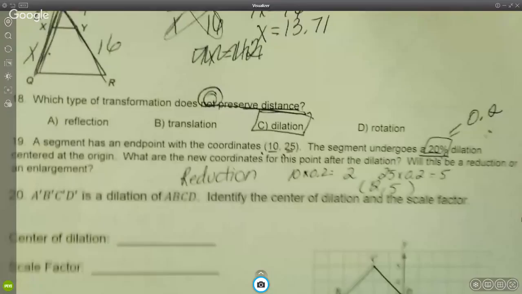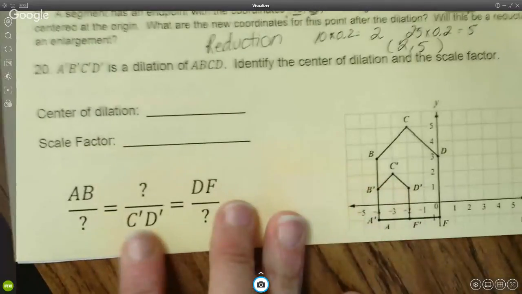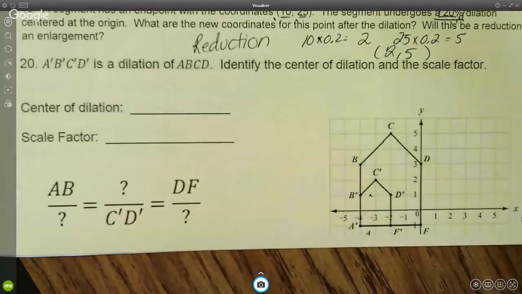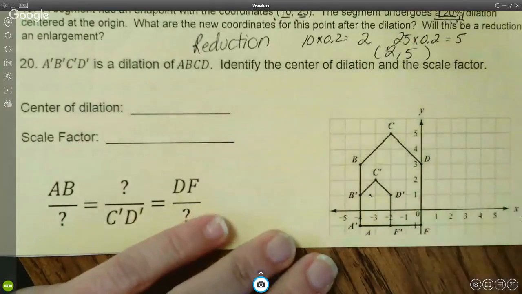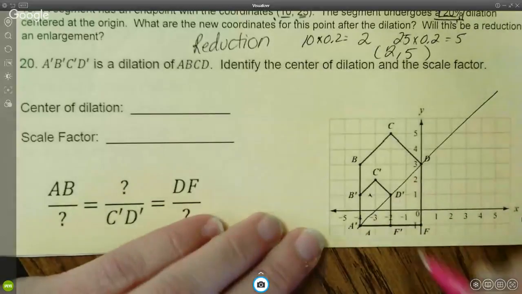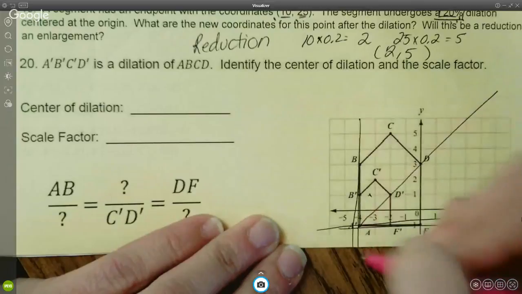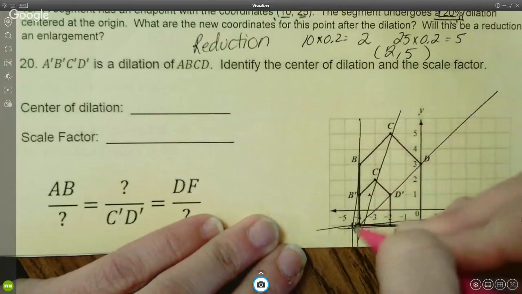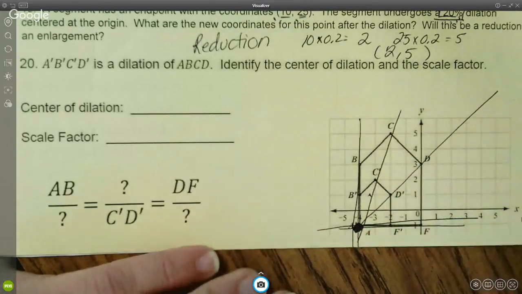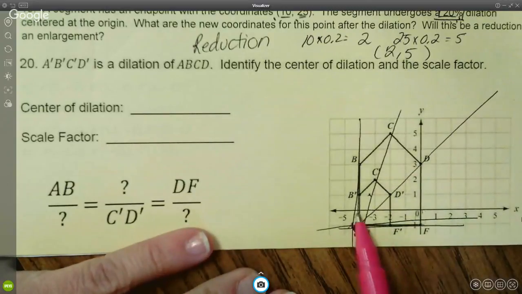Next, we've got ABCD. What is the dilation here? What's the center of dilation? What's the scale factor? Remember, we connect the points. So this will be one line here, connecting the D's. If we connect the F's, it's right here. Connect the B's, connect the C's. So this is our point. Our center of dilation is at (-4, -1).